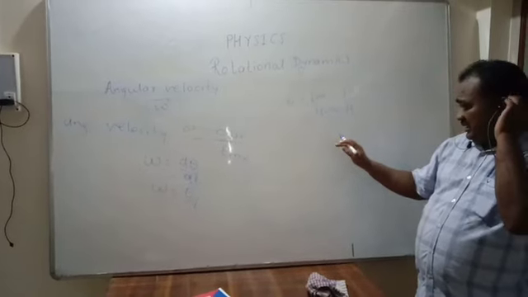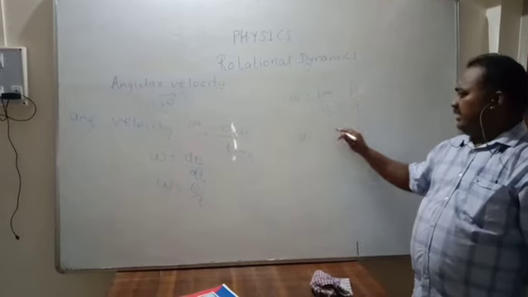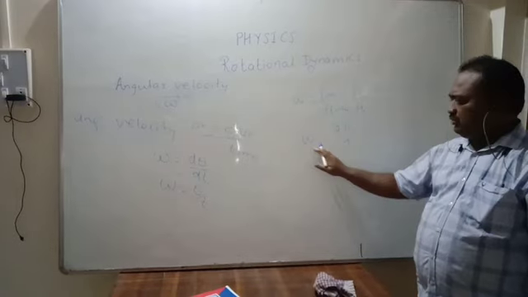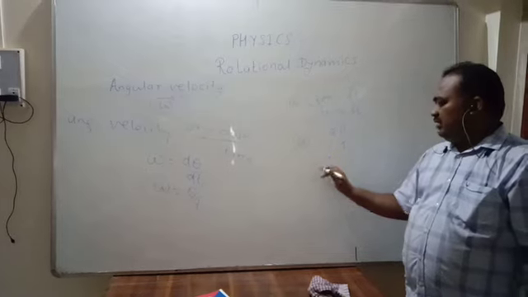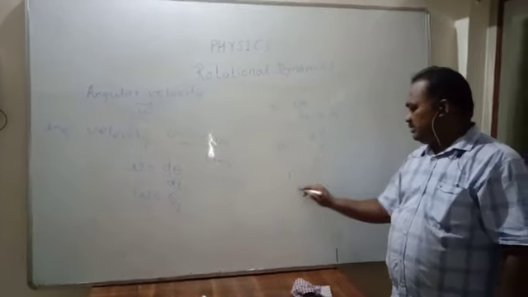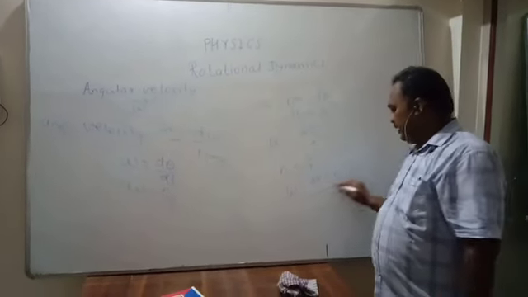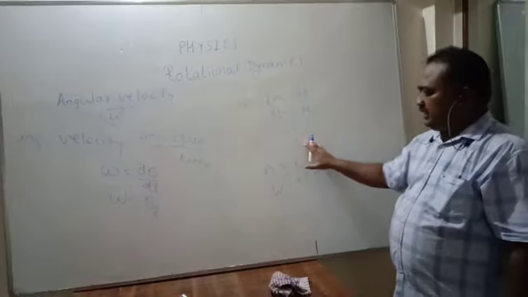Then another formula: if the angle covered is 2 pi in a total time period of capital T, the formula is omega equal to 2 pi by T. And another formula: frequency n equals 1 upon T, so omega equal to 2 pi n. These are the different formulas for angular velocity: omega equal to 2 pi n, omega equal to 2 pi by T.